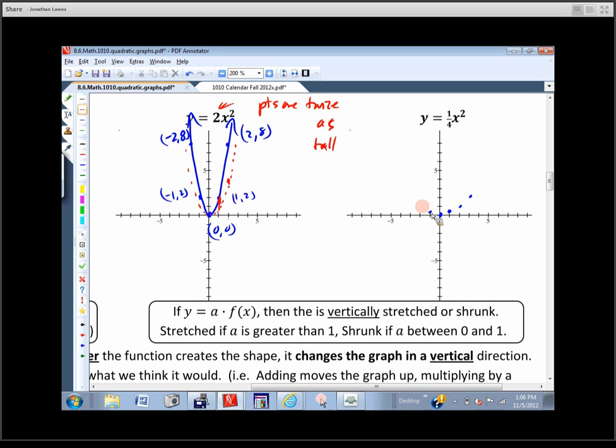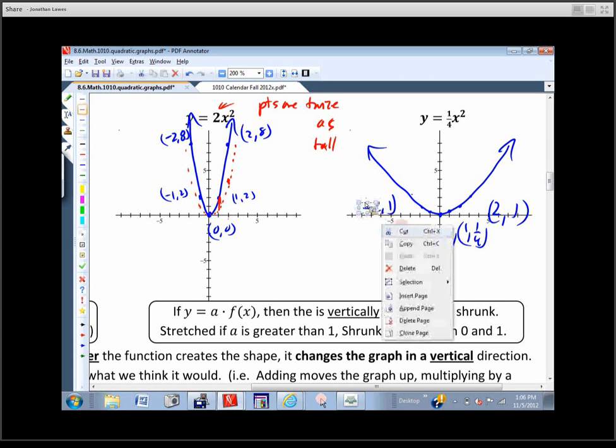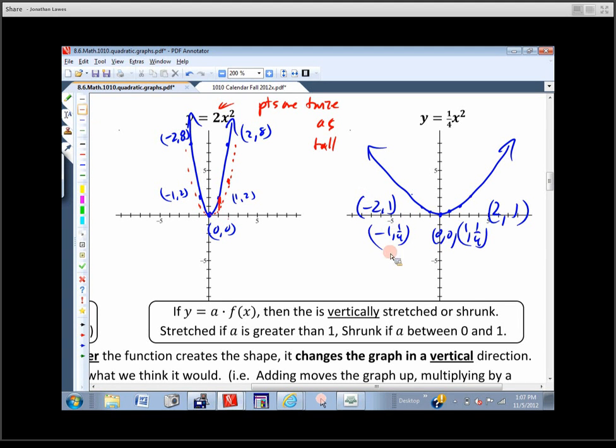And then the same thing happens on the other side. So it looks like this. And I'm going to label those points really quickly. 0, 0, 1, 1/4, 2, 1, negative 2, 1. Negative 1, 1/4. Okay. Good there?